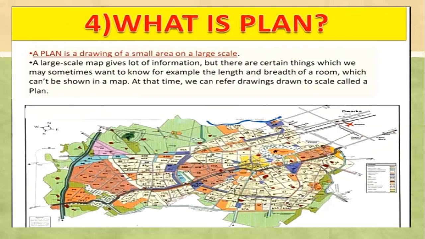These details are very useful to build a big project, because a plan is exactly the layout, or you may say the proper result of the drawing. Suppose we are constructing a bungalow; it is not easy, and first you need a proper plan. A large scale map gives a lot of information, but there are certain things, for example the length and breadth of a room, which can't be shown in a map. The accurate position is shown in the plan.